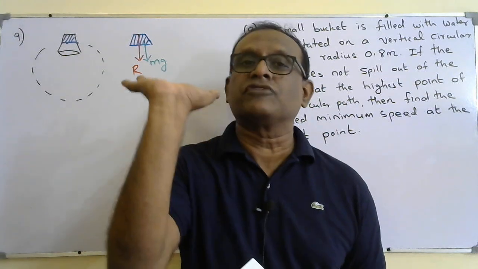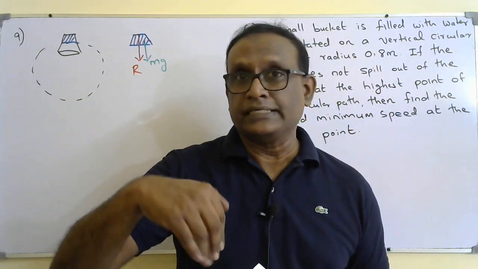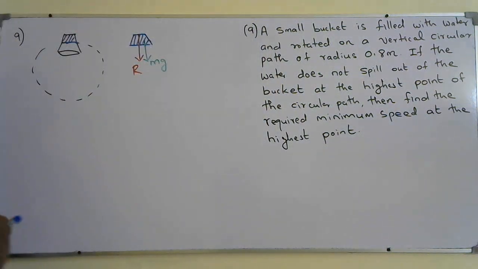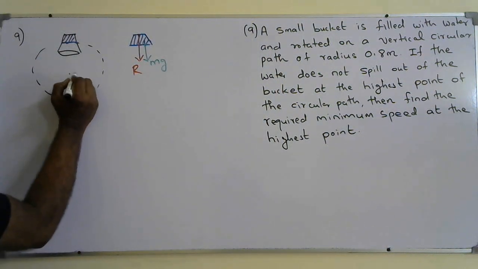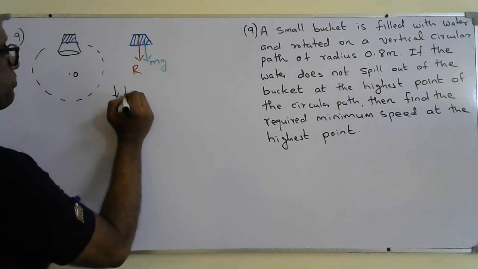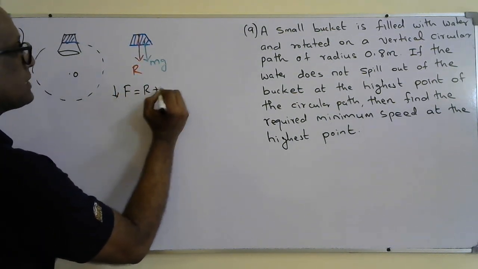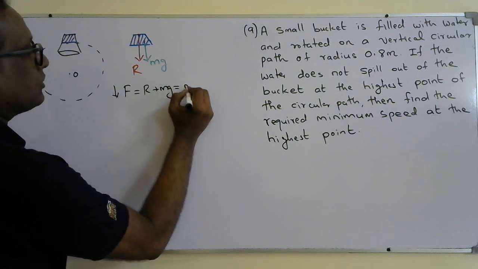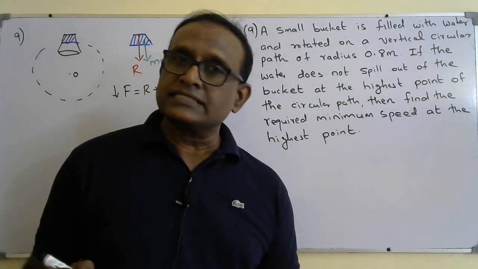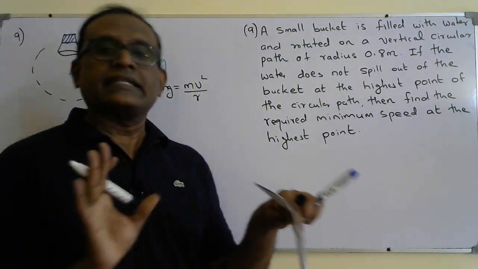It will push the base of the bucket, so the bucket will push it down. That means the water is still inside the bucket without falling out. So the centripetal force, towards the center of the circular path, should be downwards. That will be R plus mg equal to mv squared over r. Here r is the radius of the circular orbit, and v is the speed at the highest point.